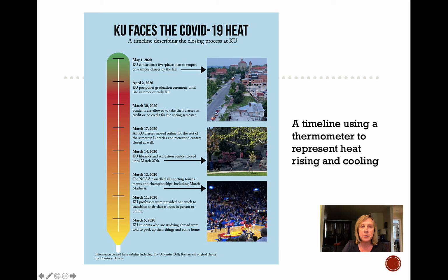And so she's connected them with, the library's closed. Here's a picture of the library. Sports canceled. Here's a picture of basketball. And a 5-phase plan to reopen the campus by fall. And here's a picture of campus. So this is an absolutely spot-on infographic because it's doing everything that the infographic assignment that we're giving you requires.